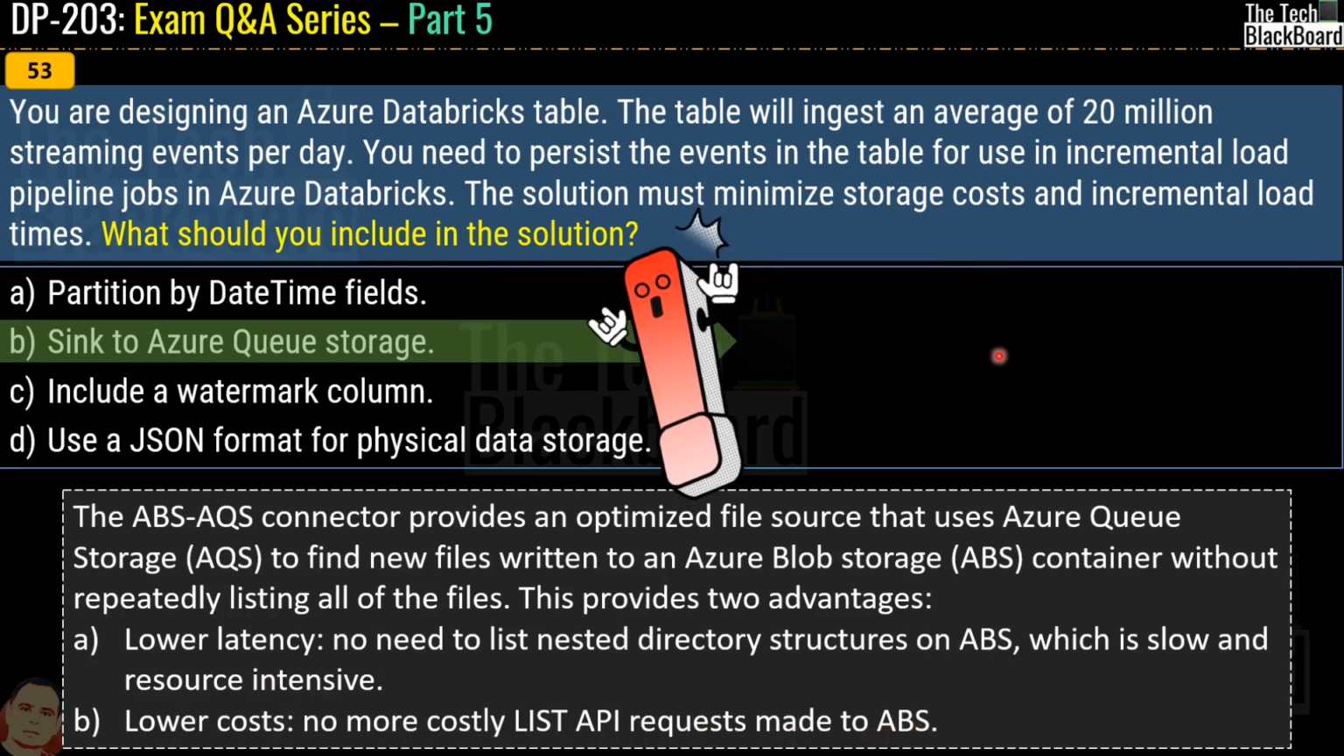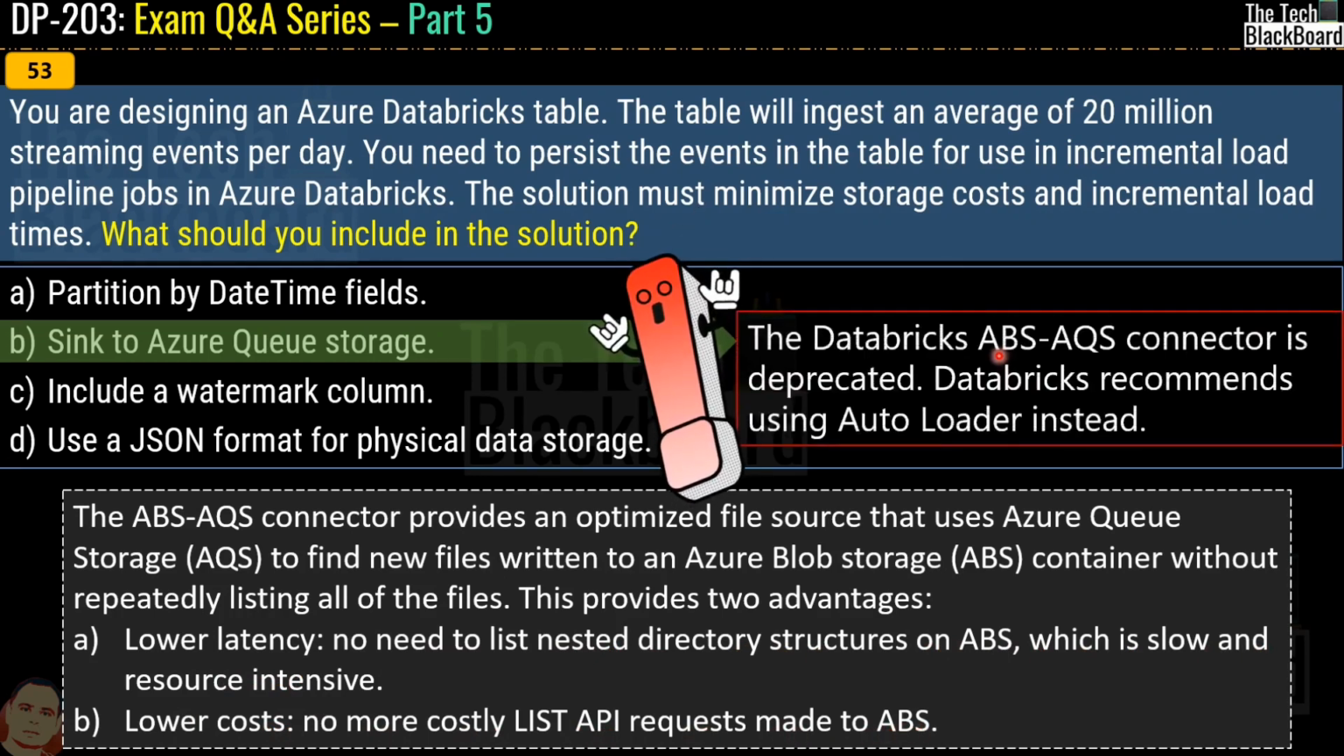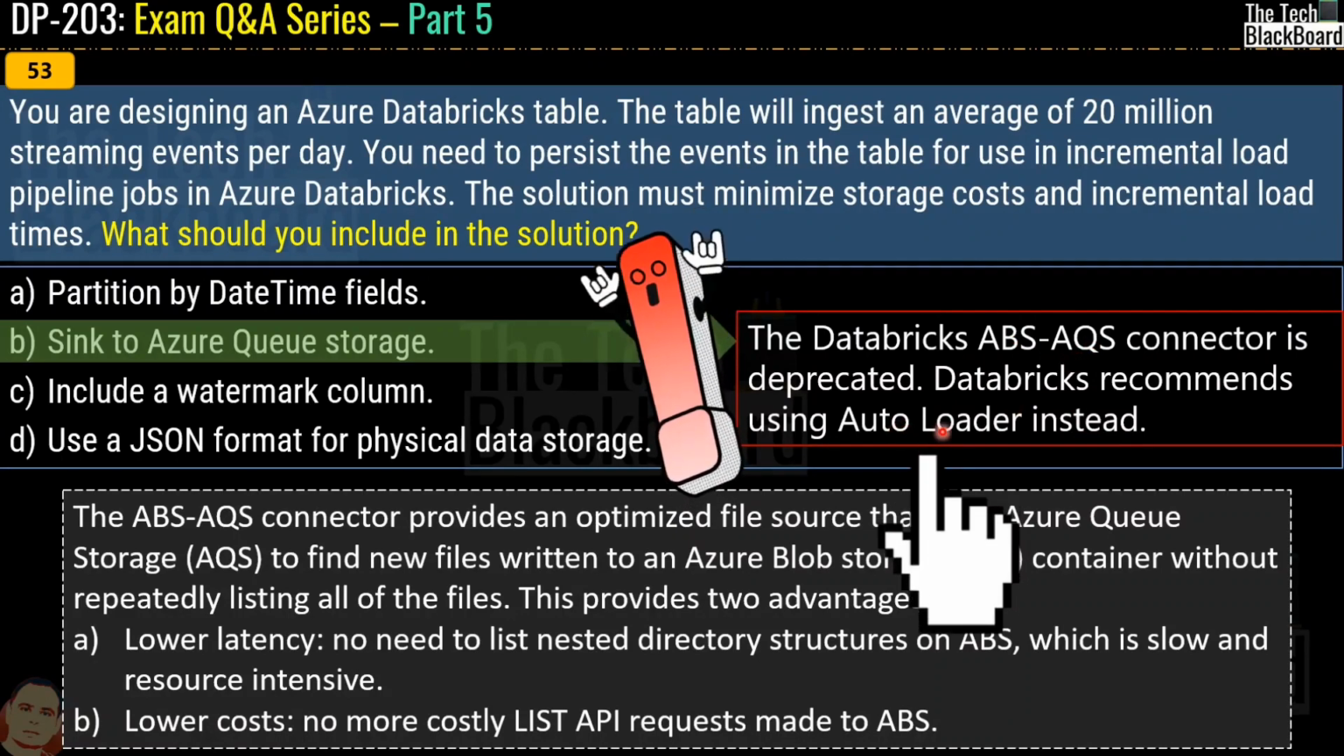And here is a very important disclaimer on the Databricks ABS AQS. So friends, the Databricks ABS AQS connector is now deprecated. Databricks recommends using Auto Loader instead. So please keep in mind that though ABS AQS is now deprecated, you might still witness some questions around it. However, for all practical purposes, you should now use Auto Loader.